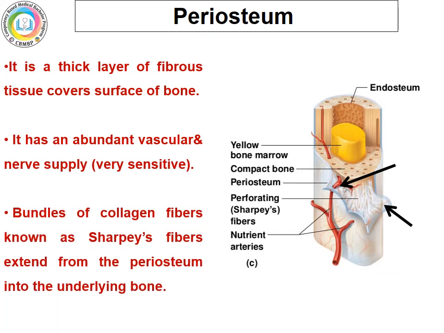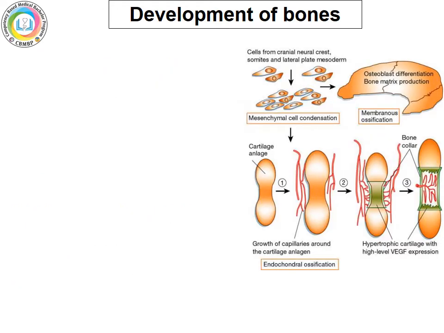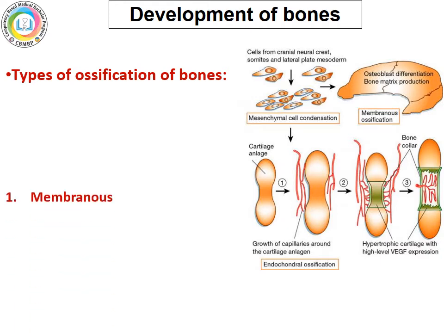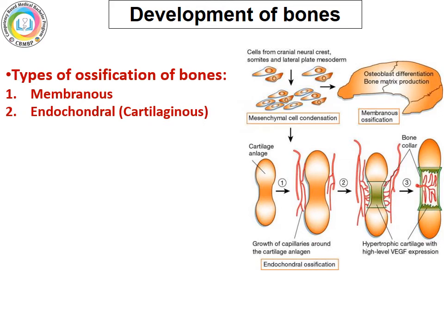And there are bundles of collagen fibers, known as Sharpey's fibers, extending from the periosteum to the underlying bone for fixation. Development of bones: bone develops by two types of ossification. Number 1, membranous ossification. Number 2, endochondral or cartilaginous ossification.